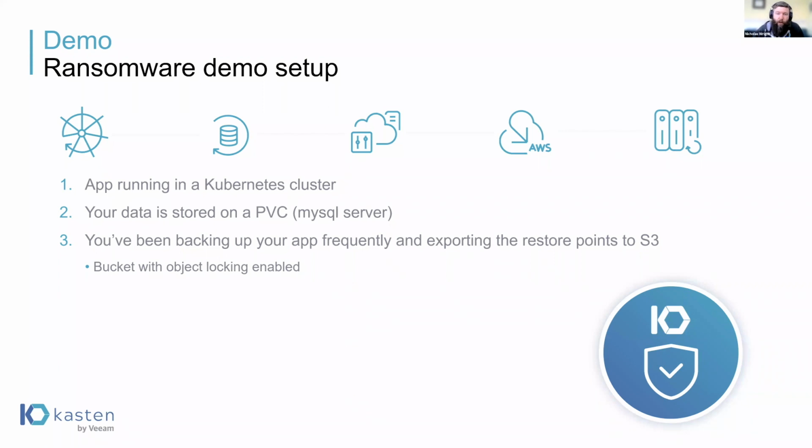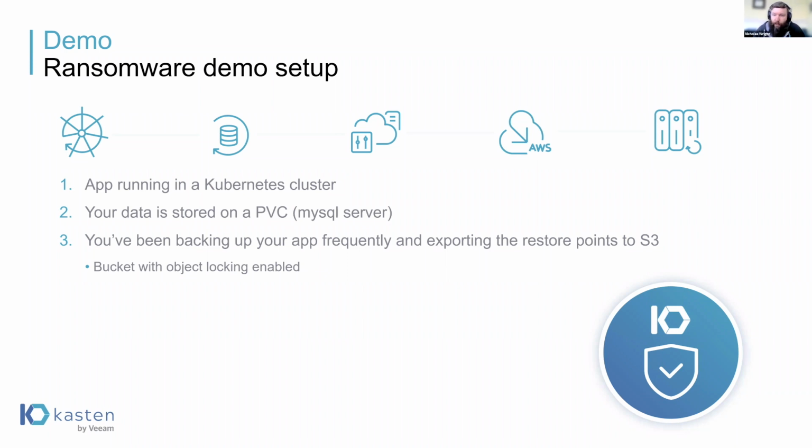So the setup is as follows. I have a very important production application running in my Kubernetes cluster. For simplicity in this demo, it's a MySQL database containing all of my very important account data. I've been backing up my app frequently using K10 and exporting the restore points to an S3 bucket.